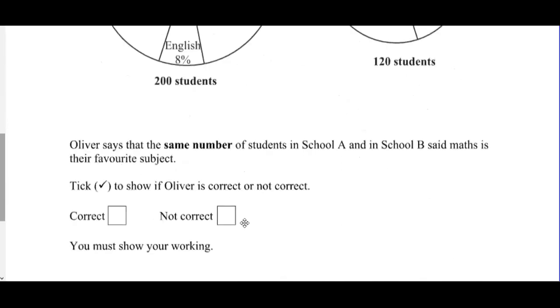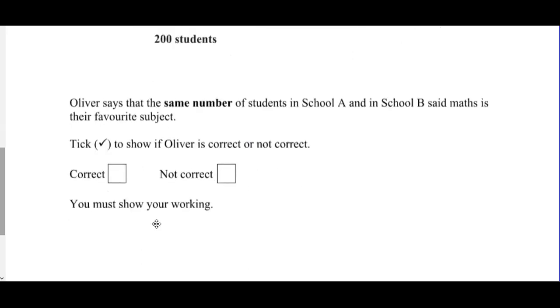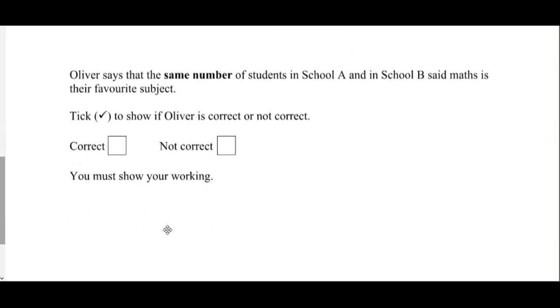The question is that Oliver says that the same number of students in school A and in school B said maths is their favorite subject. Tick to show if Oliver is correct or not correct. You must show your working here, and once you do that working, you get your 2 marks there.